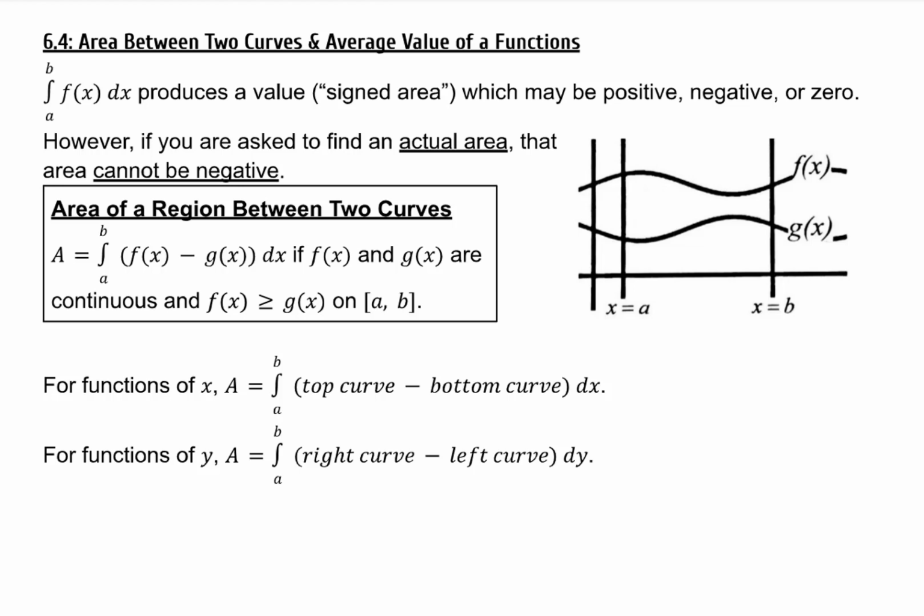The definite integral of f of x from a to b produces a value or a signed area, which may be positive, negative, or 0. However, if you are asked to find an actual area, that area cannot be negative.